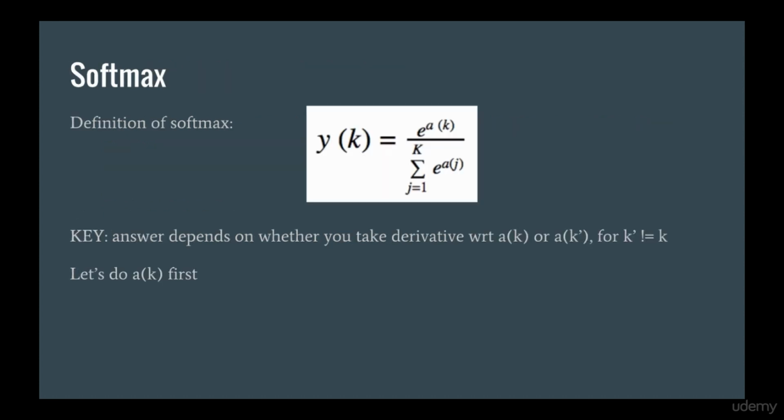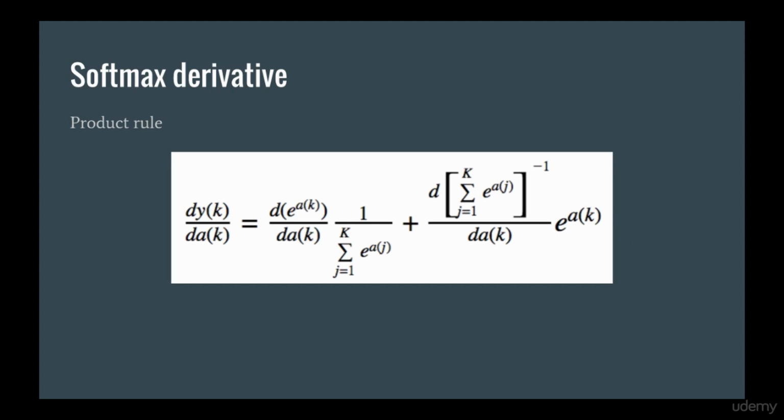Let's start with the definition of softmax. The tricky part with this derivative is that we'll need to take the derivative with respect to a_k, or any other a_k' where k' is not equal to k. These will give you two different results, because if you take the derivative with respect to a_k, both the top and bottom portion are functions of the variable you're taking the derivative with respect to. If you take the derivative with respect to a_k', where k' is not equal to k, then your differentiating variable only appears on the bottom. So let's take the derivative with respect to a_k first. The first step is to expand the derivative using the product rule.